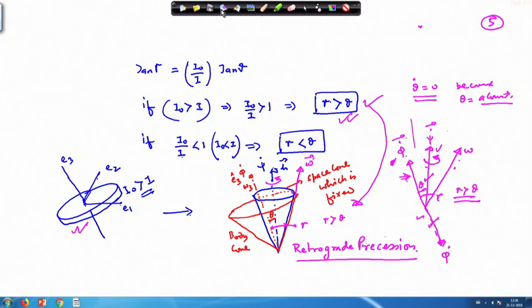Welcome to the 24th lecture. We have been discussing rigid body dynamics and we will continue with that. Going to the previous lecture, we discussed the retrograde precession.